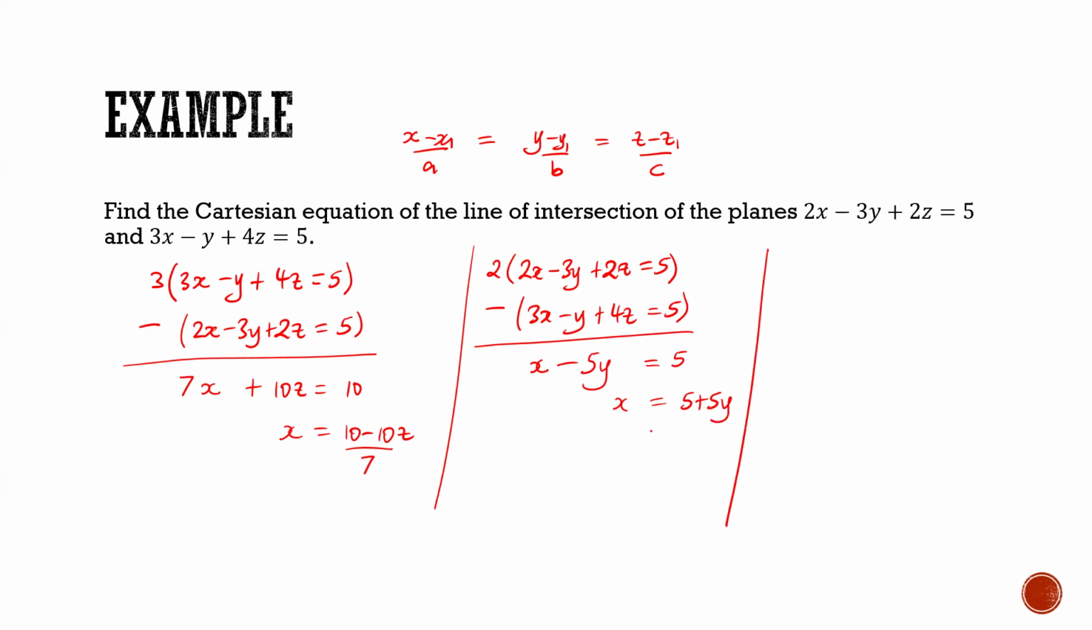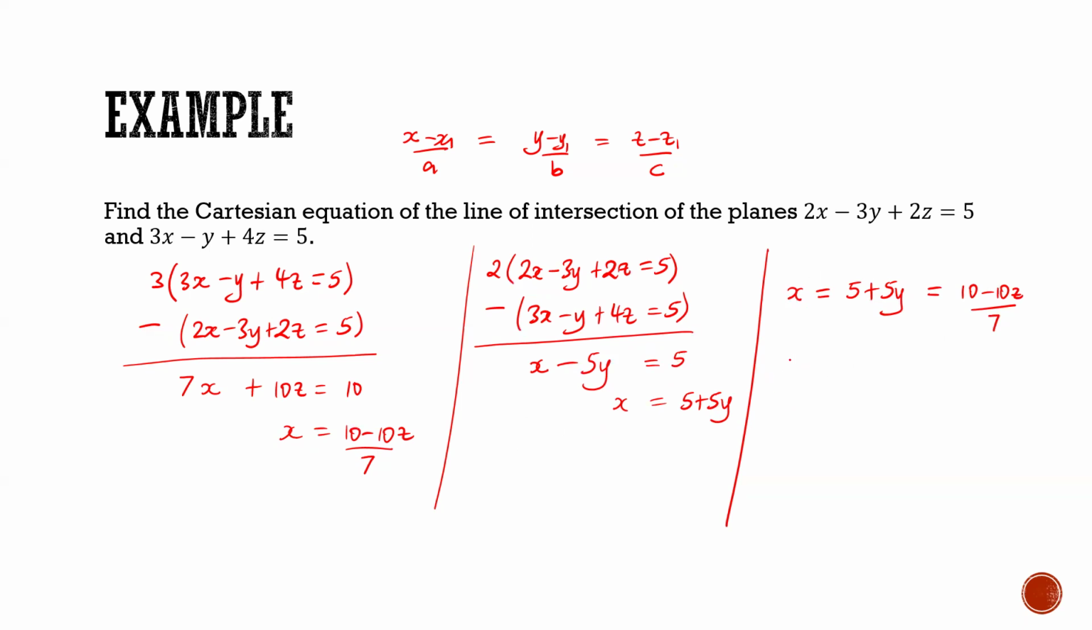So we have an equation relating x and y, an equation relating x and z. And since it's the same x expression, we can just have it as one long equation to give us the equation of the line. So this would be our answer.